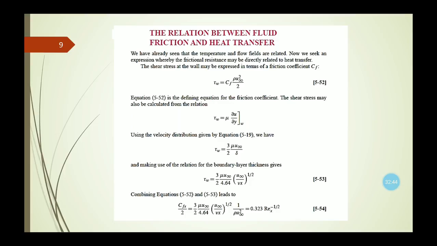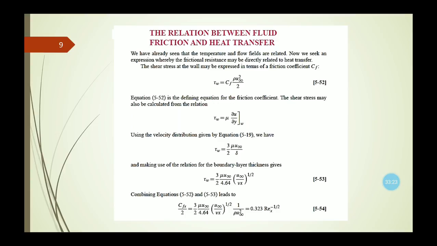Now if we equate this to the equation, then using the velocity distribution, we can write that tau W equals 3 by 2 mu u alpha divided by delta. Here if we use the relation for the boundary layer thickness, then we can write tau W equals 3 by 2 mu u alpha divided by 4.64 u alpha divided by nu x whole to the power half. This relation for the Nusselt number we have already got.